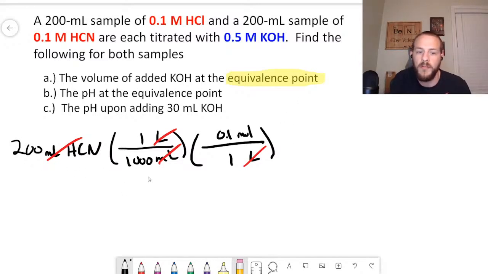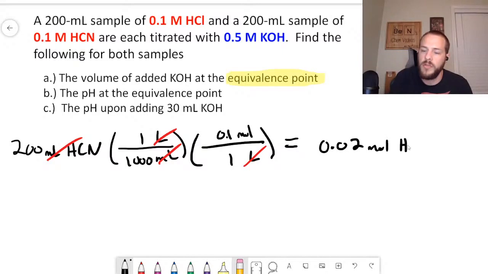So we have 200 divided by 1,000 times 0.1. And I'm not good enough at mental math to calculate this. I'll just admit it. I'll use my calculator. But I'm pretty sure it's 0.02. If anybody would like to double check me on that, let me know. I think it's 0.02, and that's moles of HCN, right? 0.02 moles of HCN. Okay.